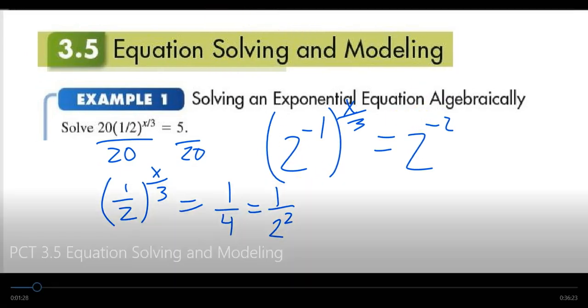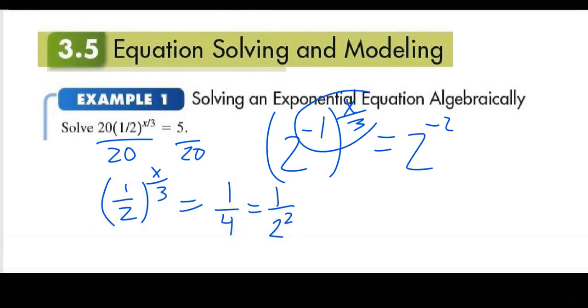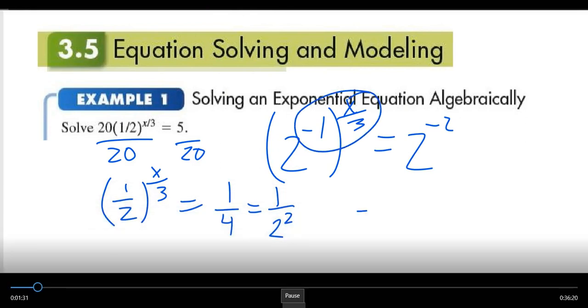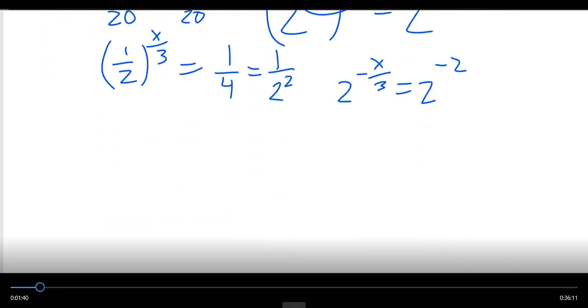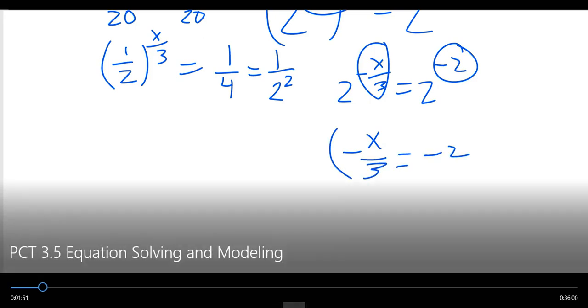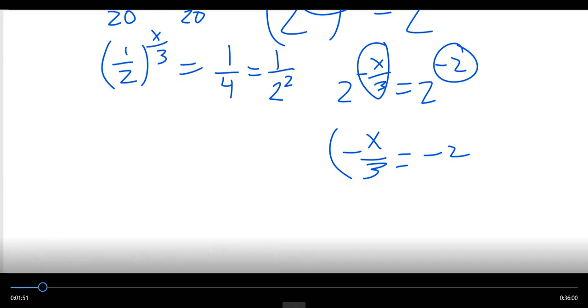Okay, and what can we do with those exponents? We can multiply them. So we have 2 to the negative x over 3 equals 2 to the negative second. And that means if the left side is equal to the right side and the bases are the same, then the exponents are also the same. Negative x over 3 equals negative 2. So that's the goal, to get that common base like we talked about before.